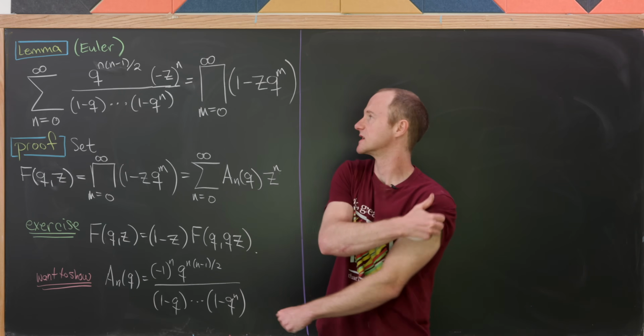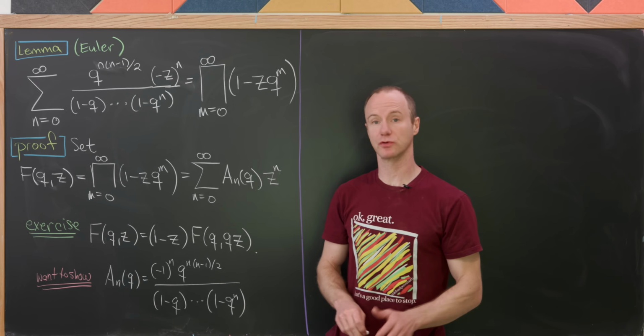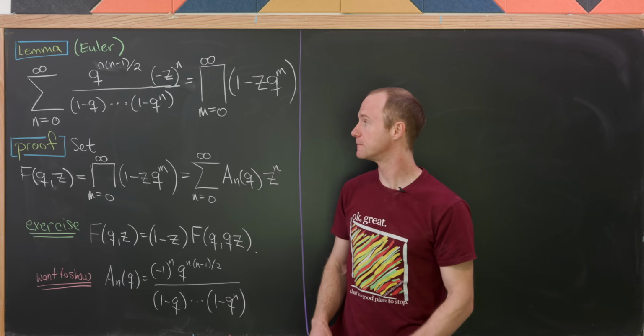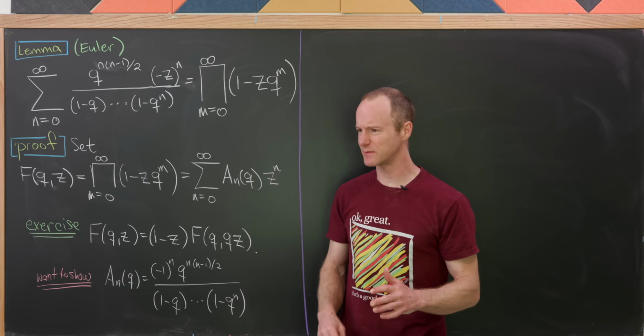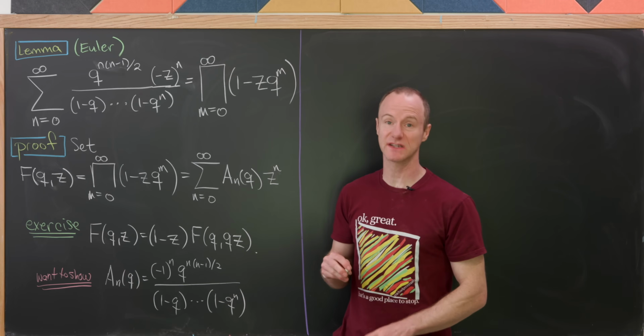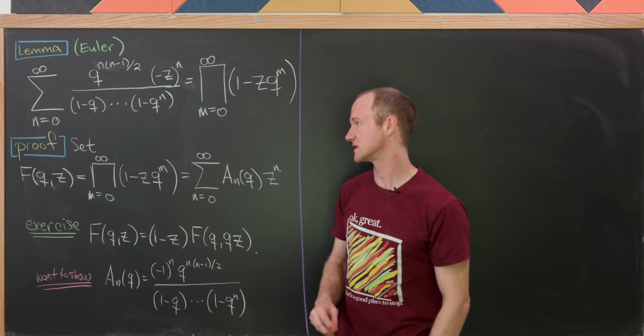Now we're going to look at a second lemma that'll again help us prove the Jacobi triple product identity. And this one can be seen as sort of a reciprocal result to our previous lemma.